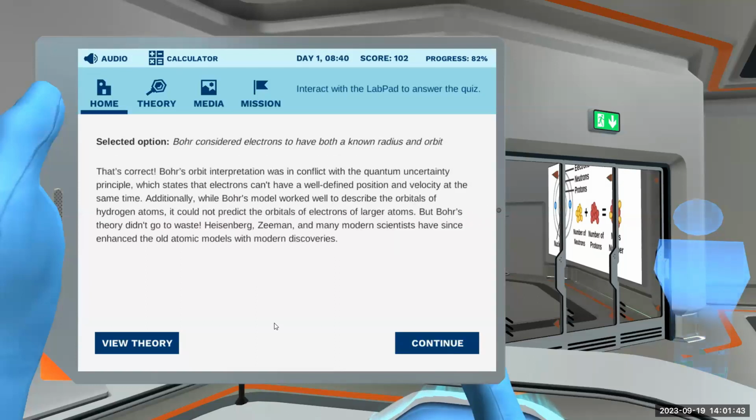That's correct. Bohr's orbit interpretation was in conflict with the quantum uncertainty principle, which states that electrons can't have a well-defined position and velocity at the same time. Additionally, while Bohr's model worked well to describe the orbitals of hydrogen atoms, it could not predict the orbitals of electrons of larger atoms. But Bohr's theory didn't go to waste. Heisenberg, Zeeman, and many modern scientists have since enhanced the old atomic models with modern discoveries.